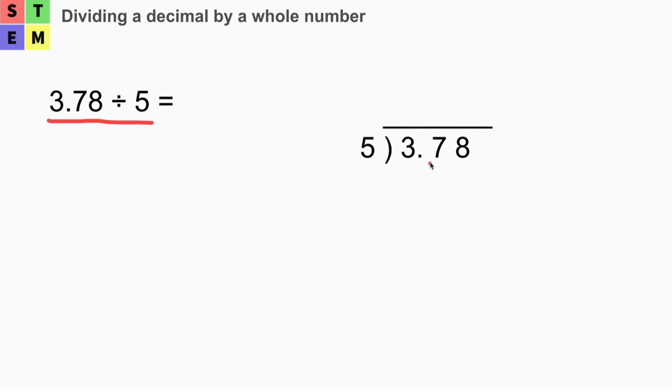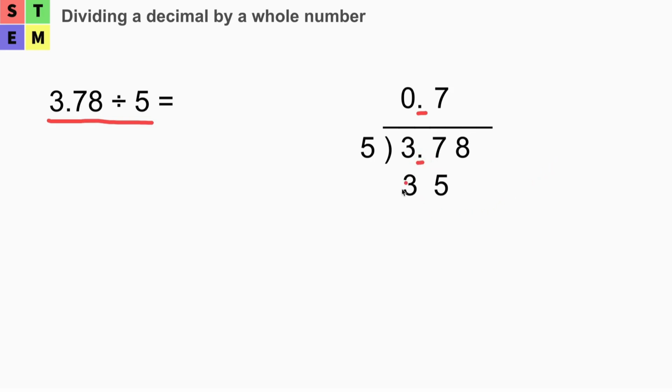Okay, so first, how many 5s are there in 3? None of it, right? So we have 0, and we don't forget our decimal here because we got our decimal here, right? Next is how many 5s are there in 37? We've got 7 5s. So 5 times 7 equals 35, right? So we got 35 here.